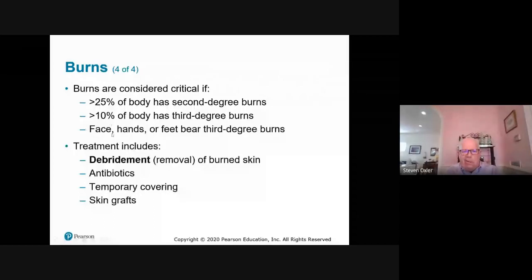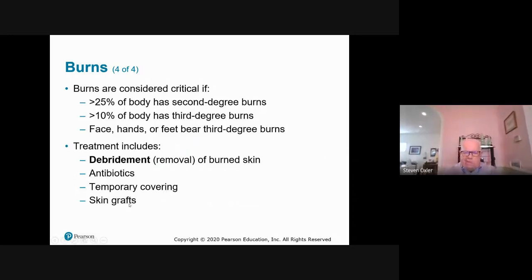How do we treat burns? The first thing we do is give them back the fluid that they lost. We get rid of the burned skin. That's called debridement. We do not give them antibiotics. This is wrong. We don't do that. We temporarily cover their burns so they won't lose more fluids, and eventually we give them skin grafts.